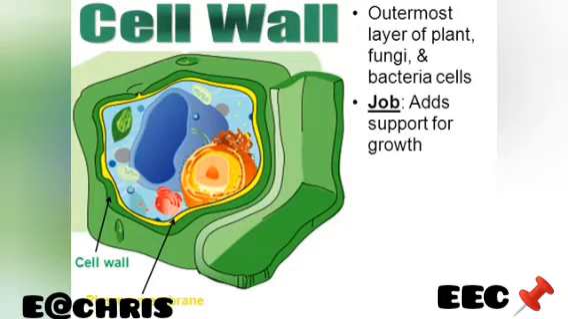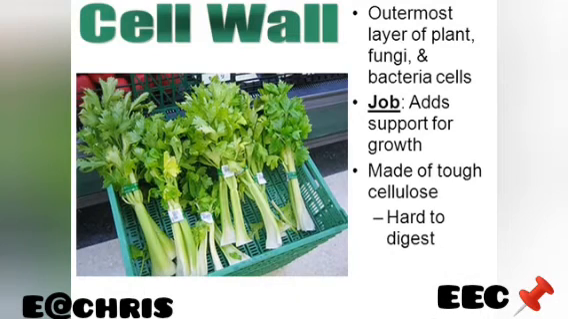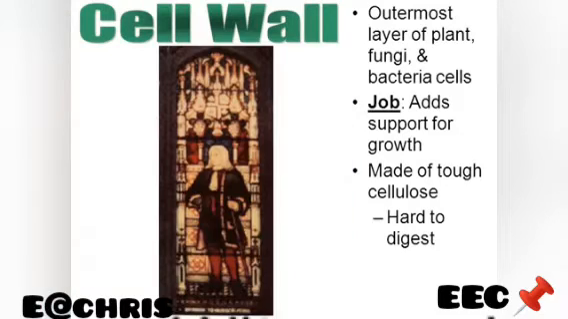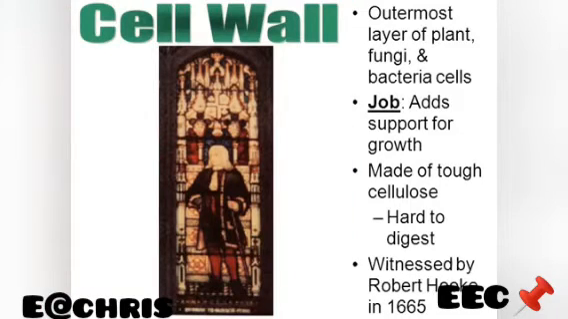Here you have to know that if the cell is full turgid, for instance in an animal cell, it bursts, but a plant cell can't burst due to the presence of the cell wall, even in fungi and bacteria. It adds support for growth and is made of tough cellulose, hard to digest. This is the reason why it can't burst due to the turgidity of the cell in fungi, bacteria, and plants. It's the main reason you have to understand.